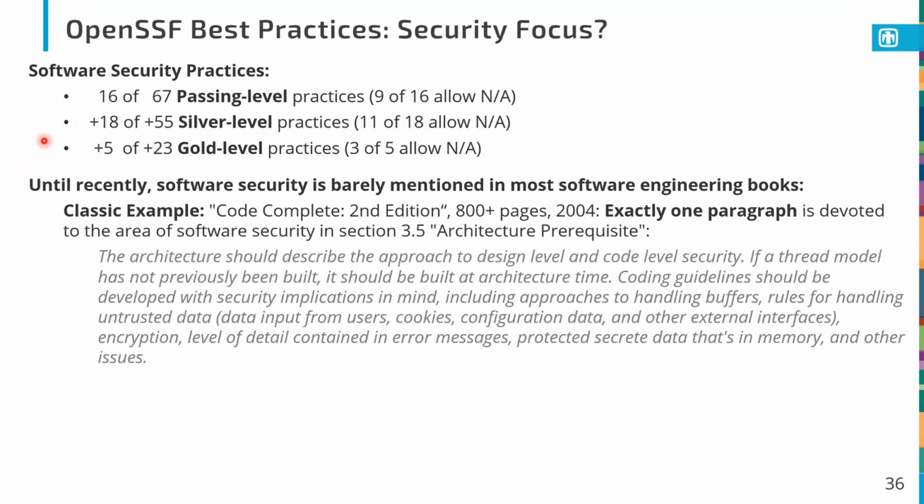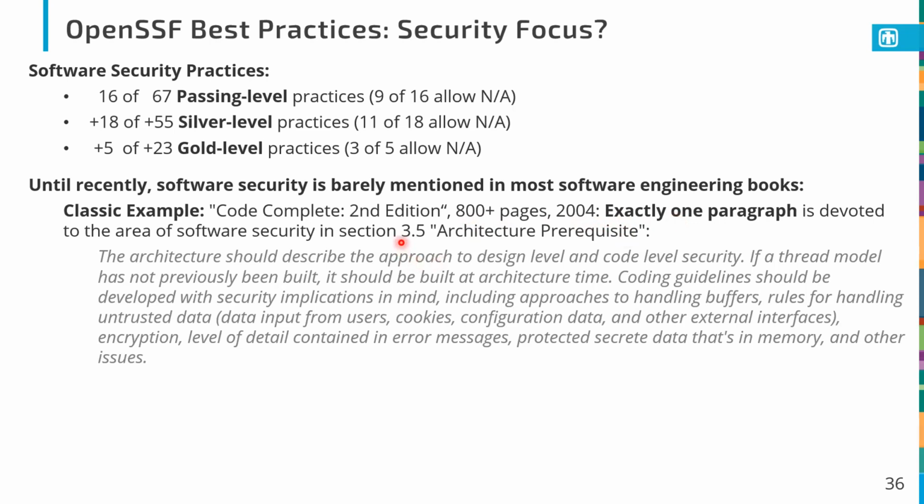Until recently, software security was barely even mentioned in most software engineering books. A classic example is probably my favorite book on software engineering, Code Complete, Second Edition, published back in 2004. That's a big book, 800 plus pages, and in that entire book, there's exactly one paragraph devoted to the area of software security.